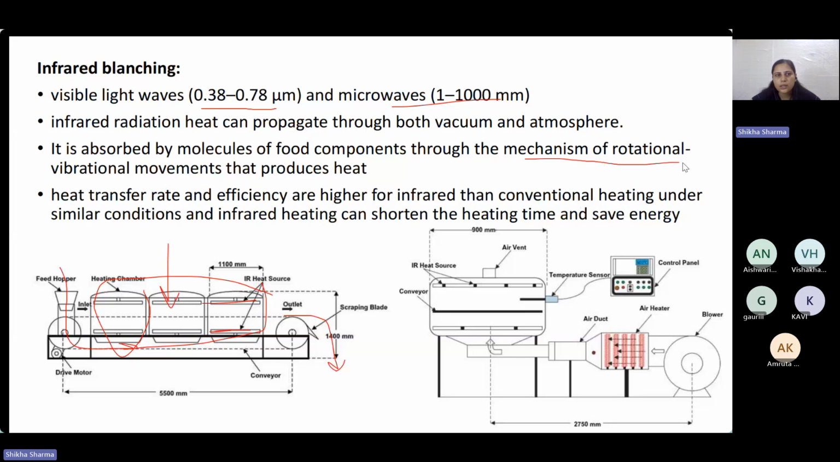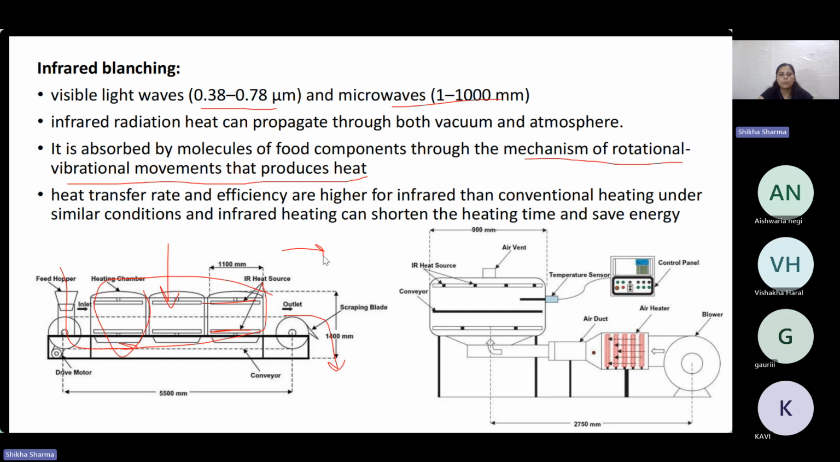The mechanism is basically rotational and vibrational movements that produce heat. So IR radiations will come and the food product absorbs the IR radiation, and what is going to happen? It will undergo vibrational motions like stretching, say, if an OH bond is there, there will be stretching of the bond, shrinkage of the bond, or bending of the bond. So these vibrational motions will be there, and heat will be transferred because of these rotational and vibrational motions in the food product.